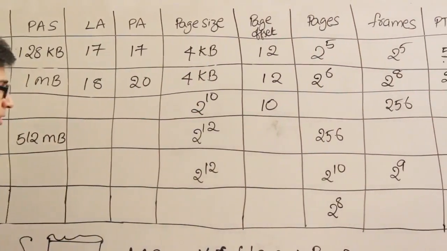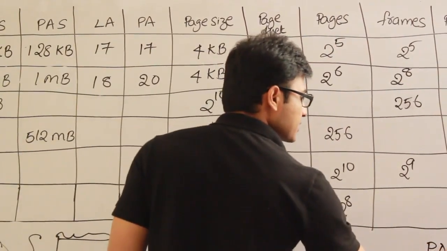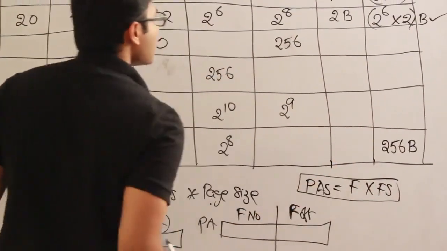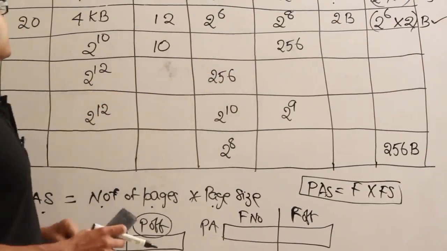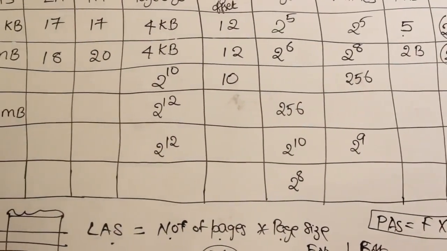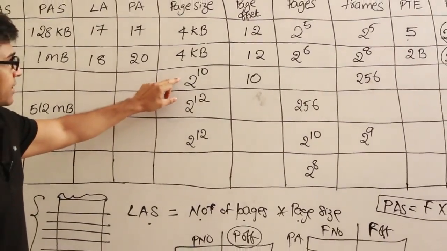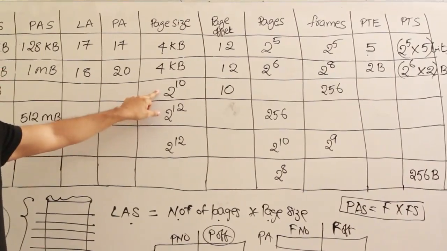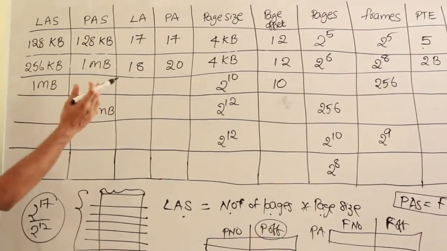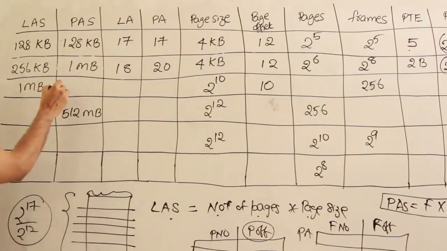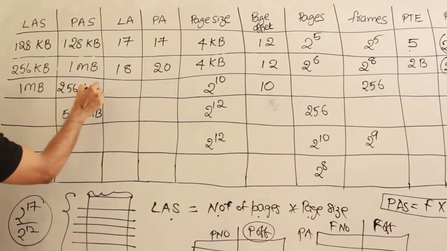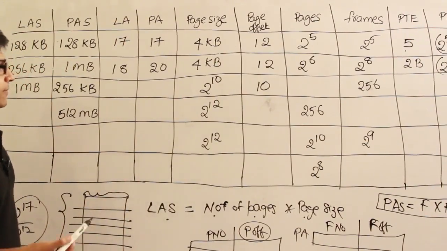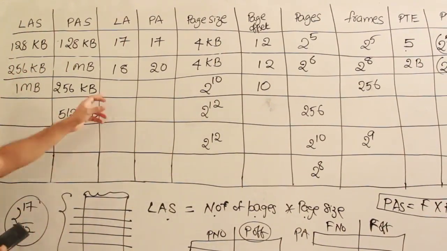And you know that the physical address space is nothing but the number of frames into the frame size, isn't it? The number of frames is 256 and the frame size is 2 power 10. Yes, frame size and page size both are the same. Therefore, what will be the physical address space? Multiply both of them: 256 into 2 power 10, which is nothing but 256 KB. Isn't it? 2 power 10 is K. That is why I have written it like that. Understood? Okay.